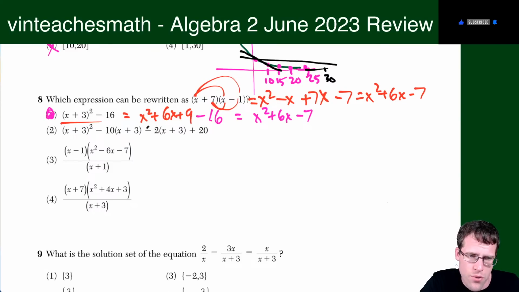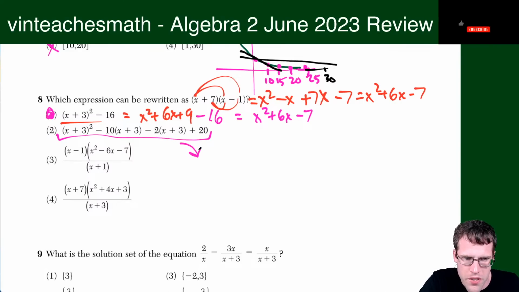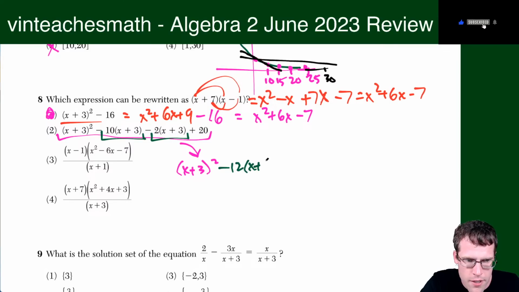If you really want to be sure, you could mess with the others here and see how they all work out and how it's not the same. This one, you want to see some sorcery? All right, here we go. Here's some craziness. So this is (x plus 3) squared. These are like terms, sneaky like terms. But minus 10(x plus 3) minus 2(x plus 3) would be minus 12(x plus 3). And then we just tack on the plus 20.